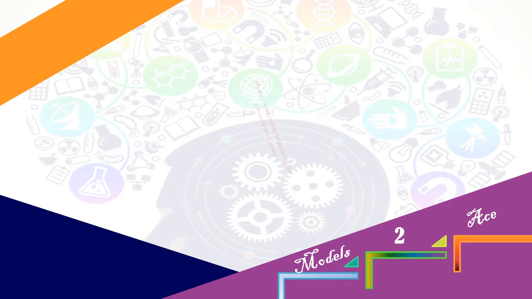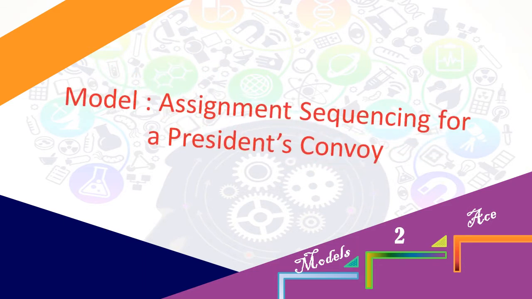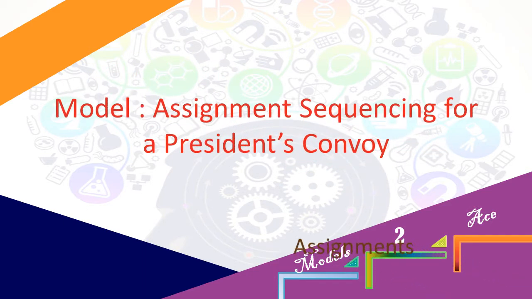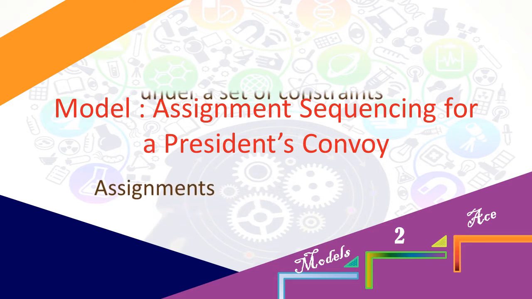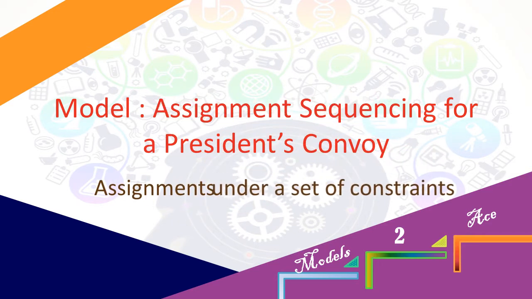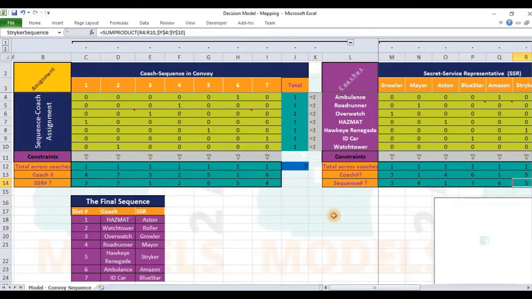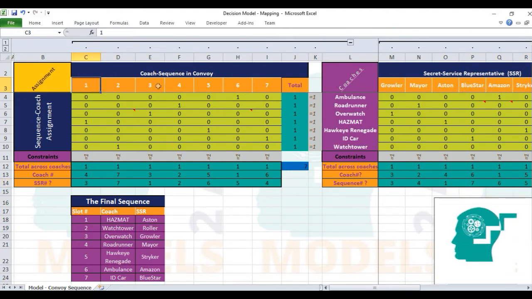Presenting an Excel spreadsheet-based model to derive the solution to an assignment problem under given preconditions and constraints. Using linear programming, we will design the model for deriving the sequence of coaches for a mock drill for a presidential convoy, along with the assignment of Secret Service representatives in the coaches.